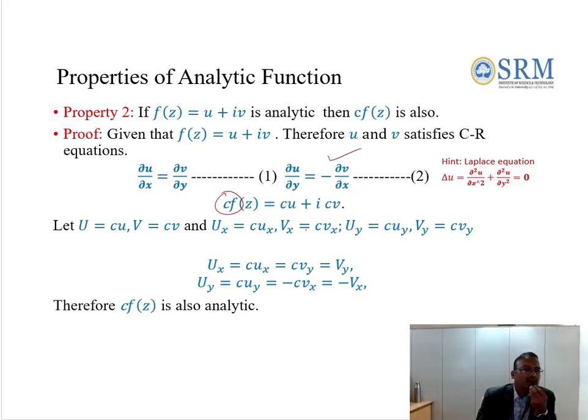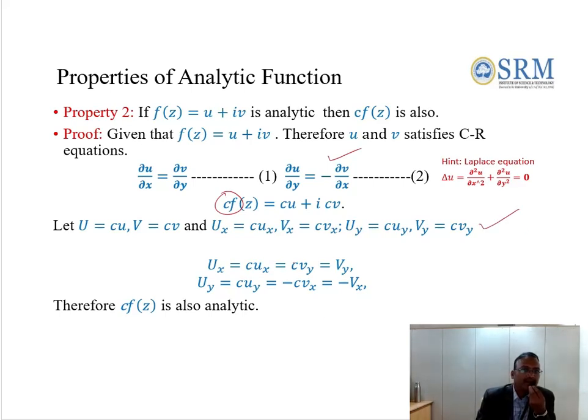Now let us redefine the real part and imaginary part of c into f of z as capital U and capital V. Capital U is cu, capital V is cv, and then the partial derivatives are: capital Ux equal to c into ux, capital Vx equal to c into vx, capital Uy equal to c into uy, capital Vy equal to c into vy, because c is a constant. These are the partial derivatives.